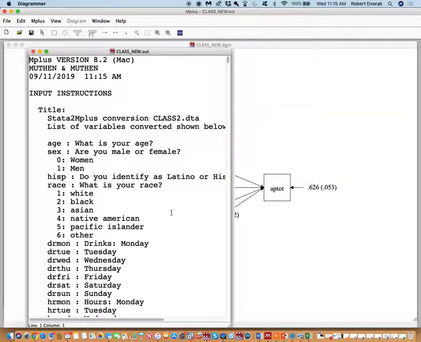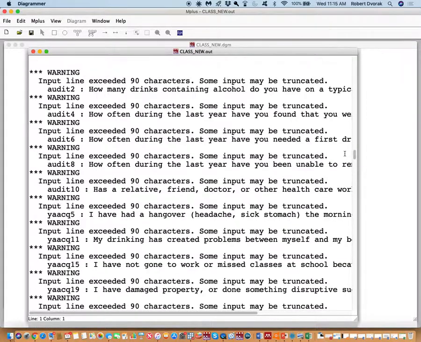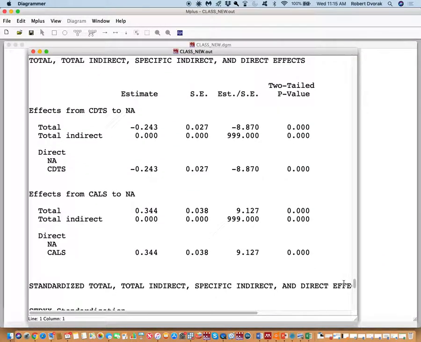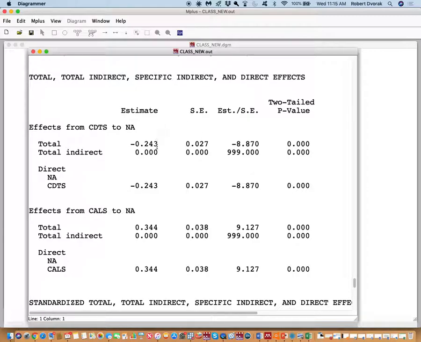let's see who can troubleshoot this for us. I screwed something up here. So our total effect is 0.243, and our total indirect effect is 0 with standard error of 0 and estimate here. What's wrong with these two things? They're both wrong, right? What did I do wrong here?